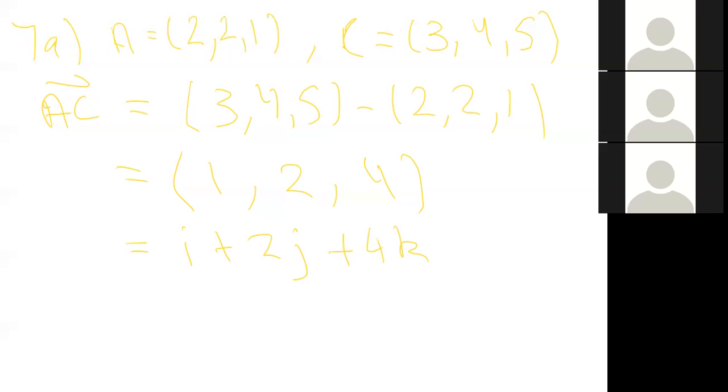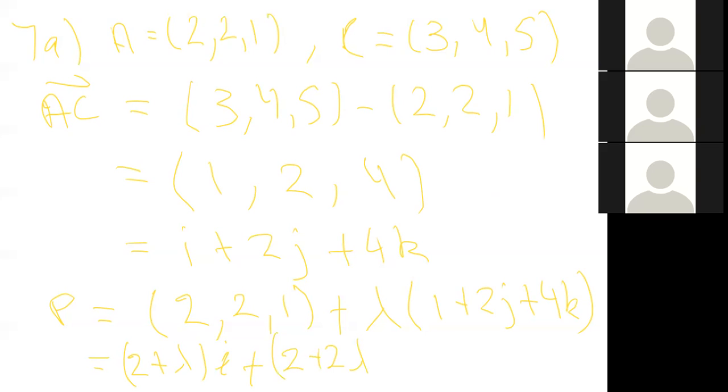So therefore, P will be equal to, like we had before, our point, which will be 2, 2, 1, plus the directional vector times lambda, so i plus 2j plus 4k, which will come out as 2 plus lambda i plus 2 plus 2 lambda j plus 1 plus 4 lambda k. Okay. And that's really all there is to it.